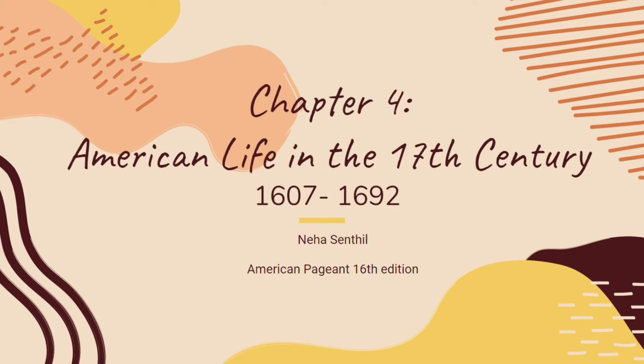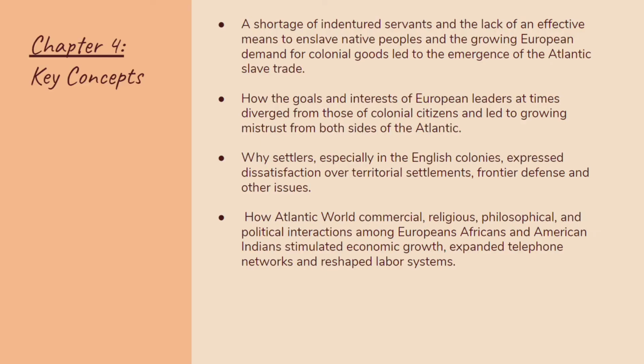Today we're going to be going over Chapter 4 of the American Pageant, titled American Life in the 17th Century, from 1607 to 1692. We're going to be using the 16th edition of the American Pageant. If you have an earlier or later edition or a completely different textbook, don't worry, the content's going to be the same. To start off here, the key concepts for this chapter, these are basically going to serve as the takeaways, and they're located at the beginning of every chapter in the American Pageant.